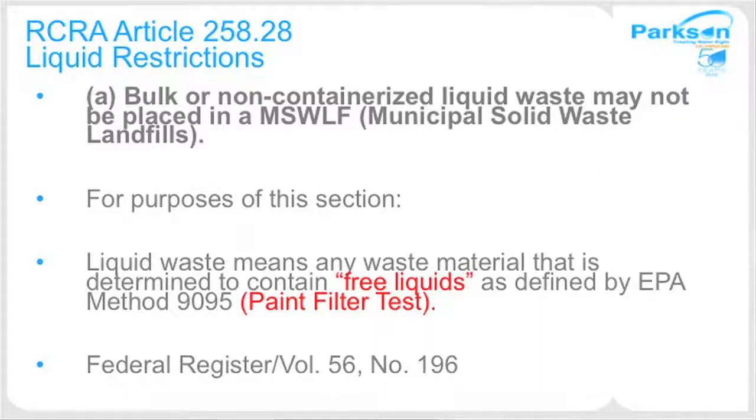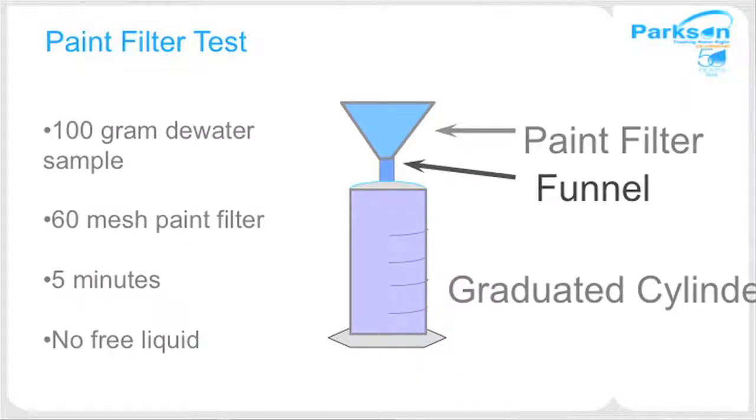So you have to get rid of the free water from your solids, per regulation. So how do we test this? How do we know we don't have any free liquid in the screenings? It's called the paint filter test. We basically take 100 grams of dewatered sample, put it in a paint filter in a funnel, and then we wait for 5 minutes. If there isn't any free liquid in the solids, then you are good to go. You can landfill them. Otherwise, you just have to compress them more and dewater them further.